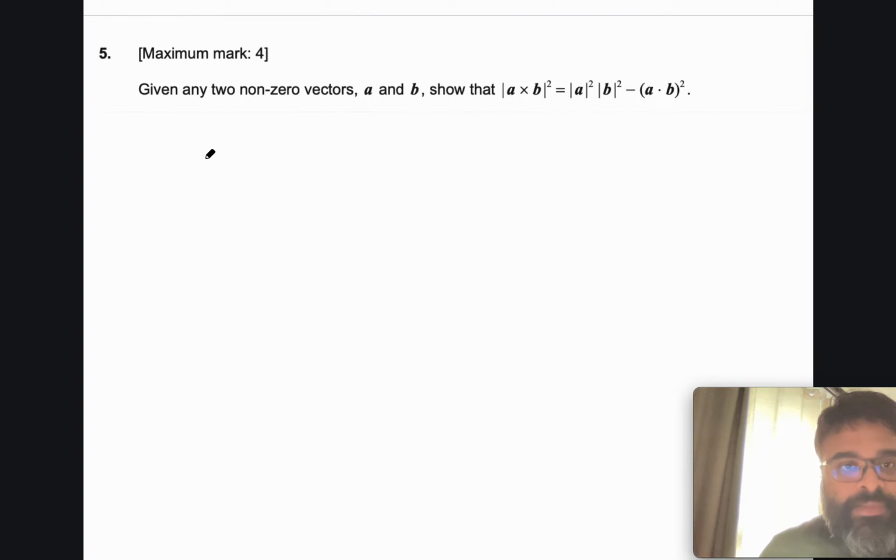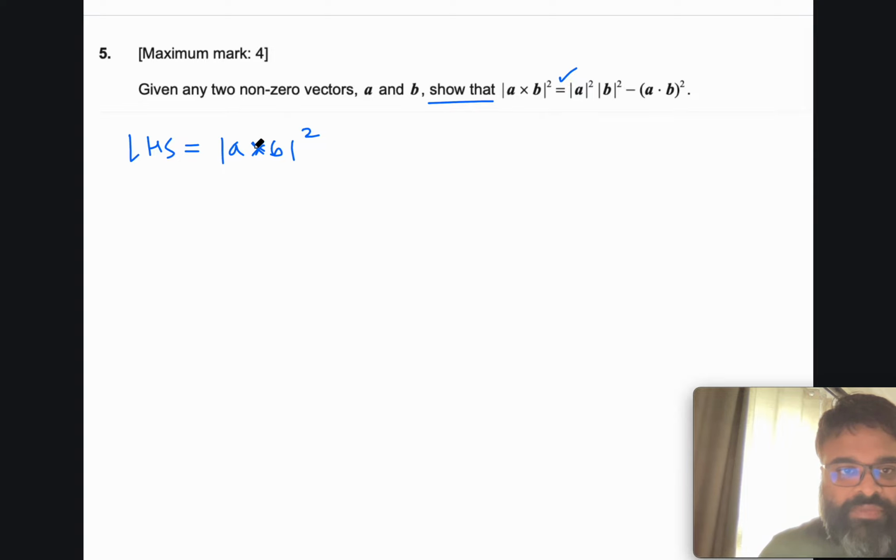Let's see how we can do that. We have two vectors a and b. We have to show that this is equal to this, so it's a prove-that question. Show that, right? So let's start with the left hand side, which is the absolute value of a cross b, the whole square. You just have to apply the formula here.